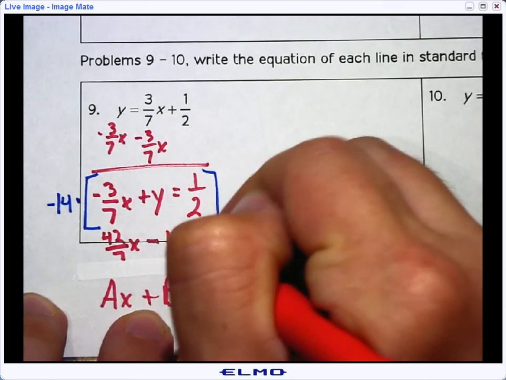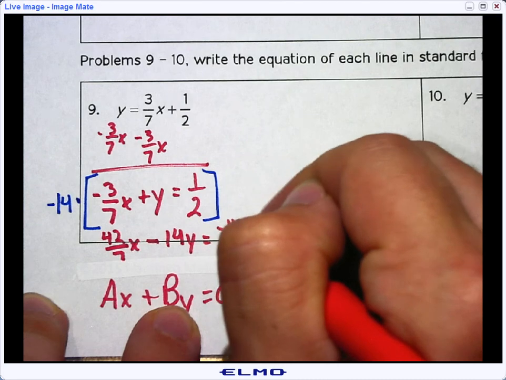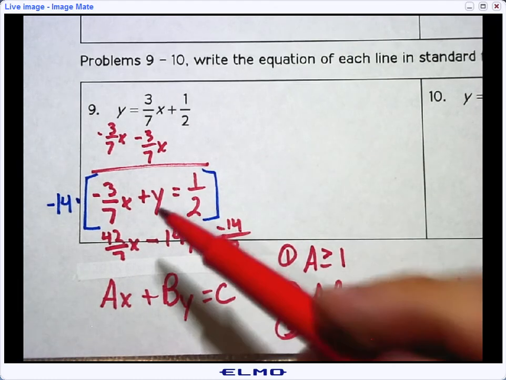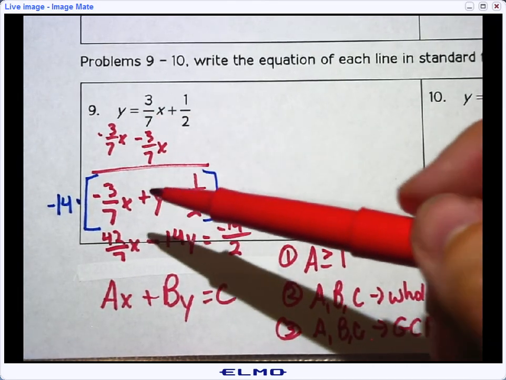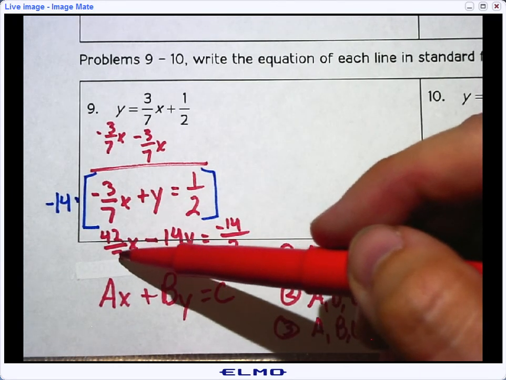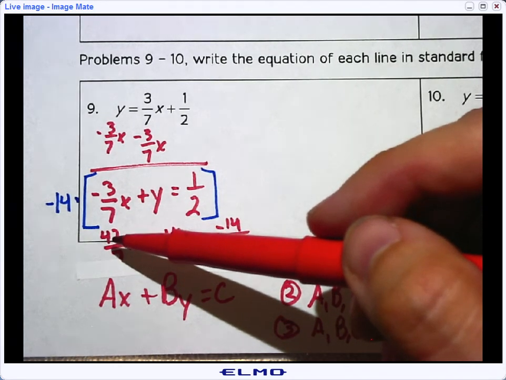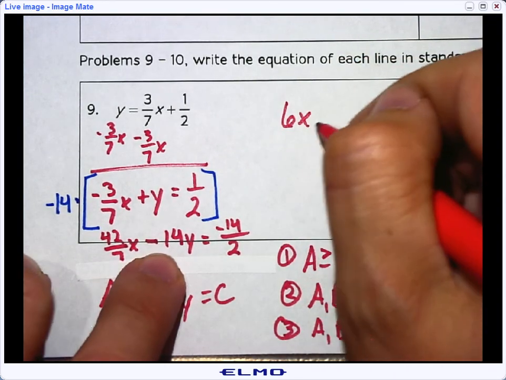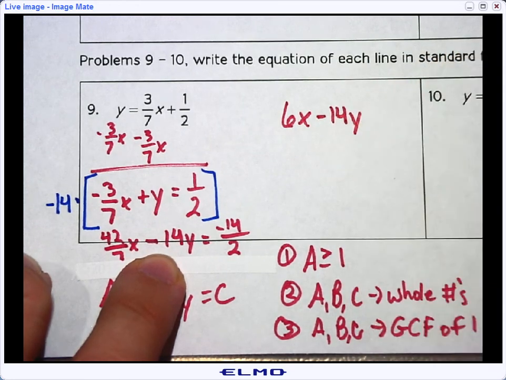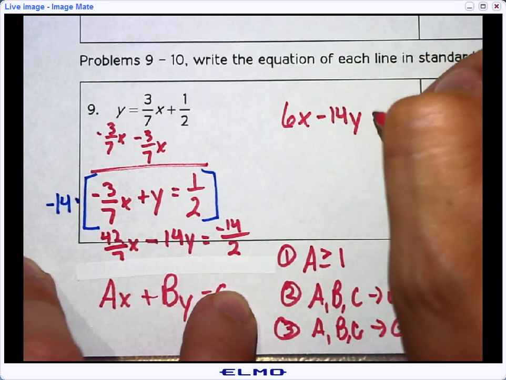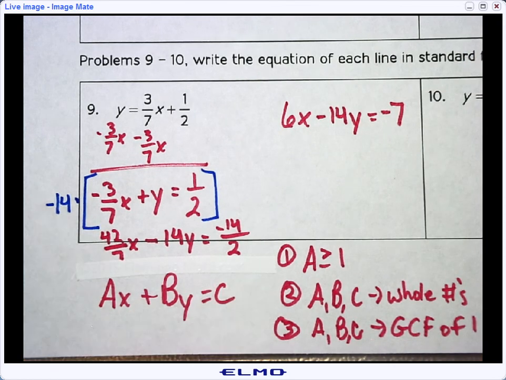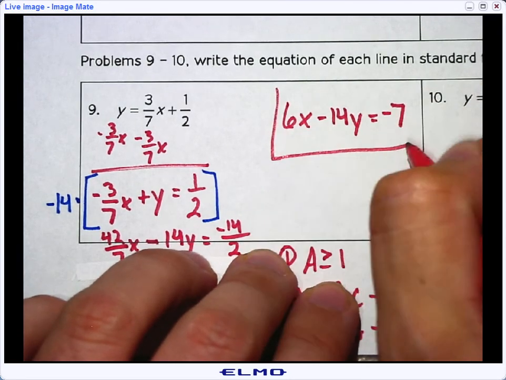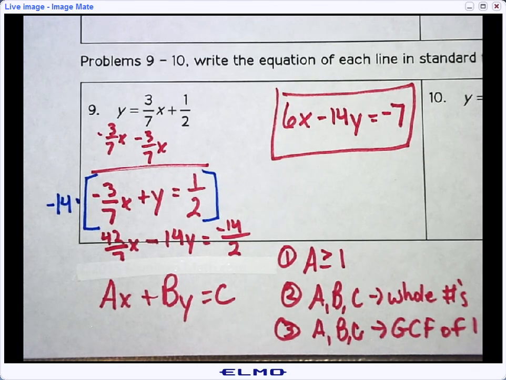Minus 14y equals negative 14 over 2. We still have fractions, but look at the fractions that we have. Take the denominator and divide it into the numerator. 7 into 42, well, that's going to turn into 6x. This is already a whole number, so it just stays minus 14y. 2 into negative 14, well, that's negative 7. So we get 6x minus 14y equals negative 7, and that is the standard form of the equation.